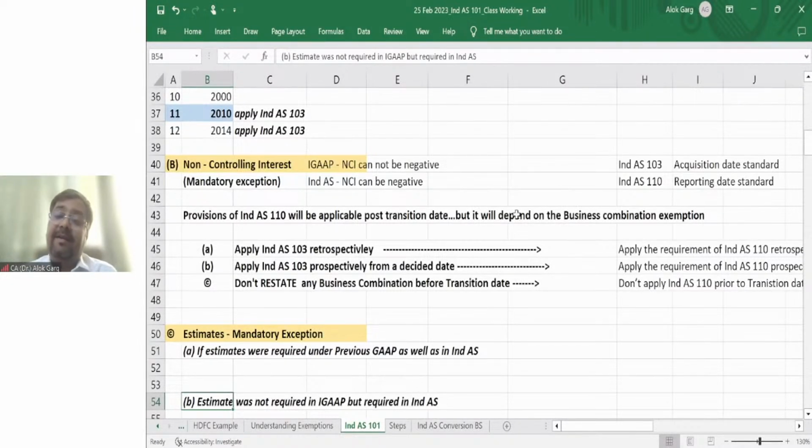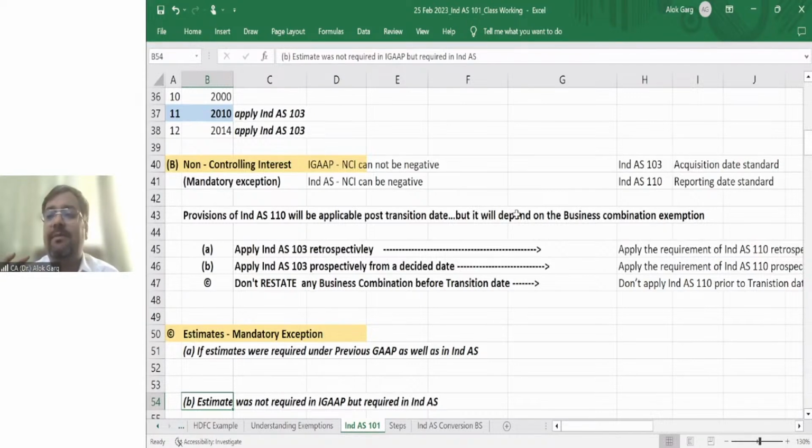Now, the standard says that on 31st March 2018, you have taken an estimate in the books of accounts for 5%. But in 1819, actually it went up to 7%. So can you use this 7% while preparing the opening Ind AS balance sheet? So can you restate your provision by 7% while preparing the Ind AS balance sheet? Answer is no.